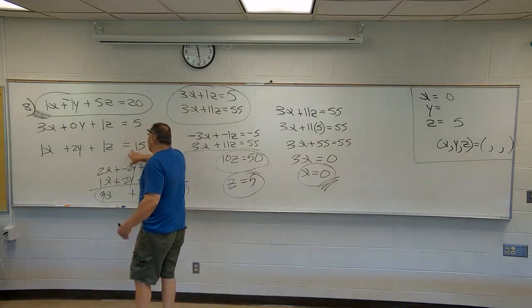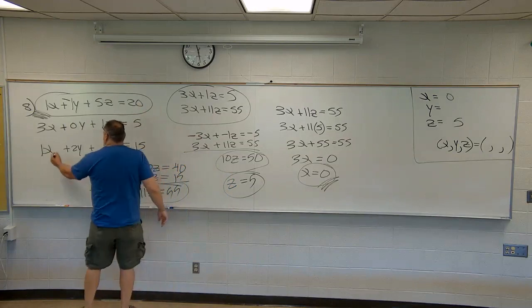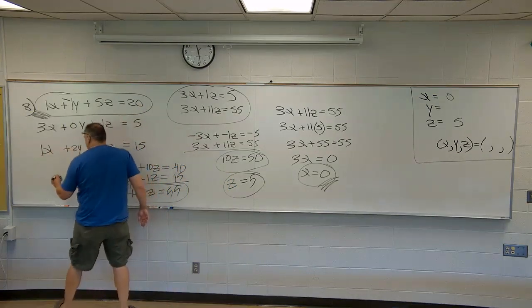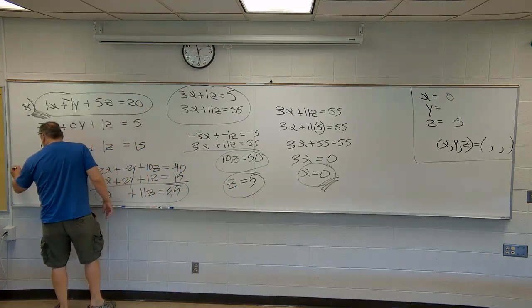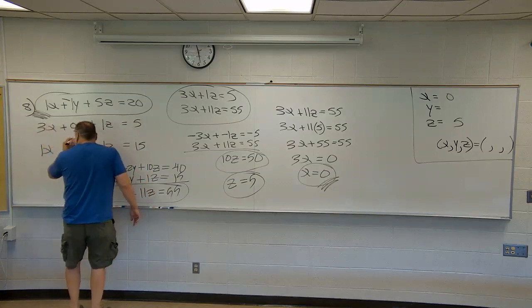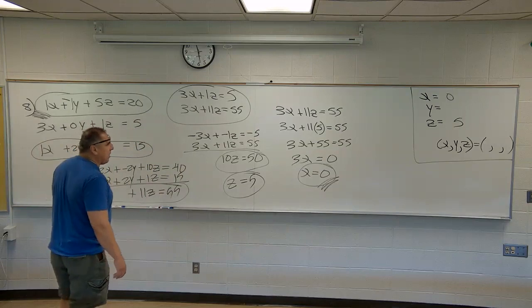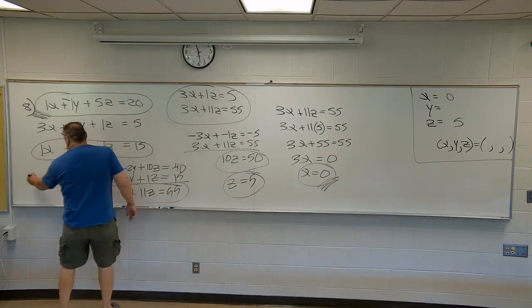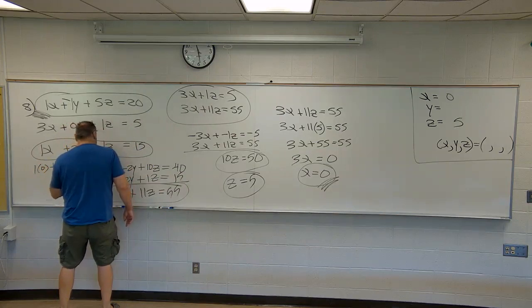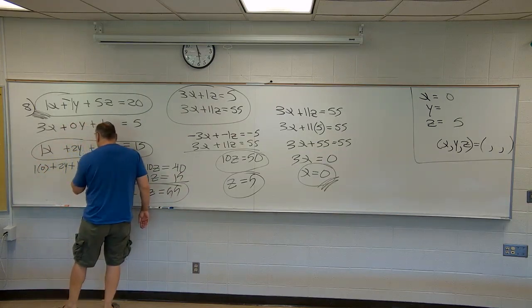It's your call. Let's do this one. What the heck? You got 1x plus 2y plus 1z equals 15. So let's kind of put them in there. And we got x equals 0, z equals 5. X equals 0, don't know what y is yet, and z equals 5.